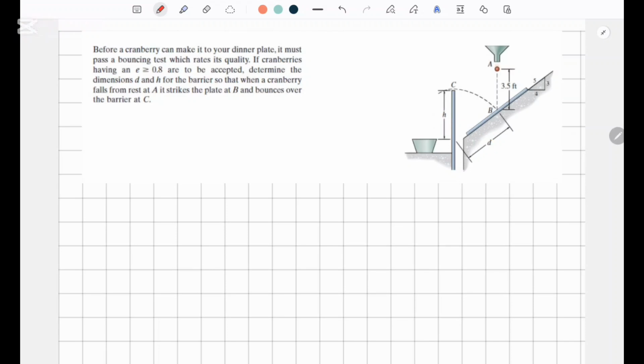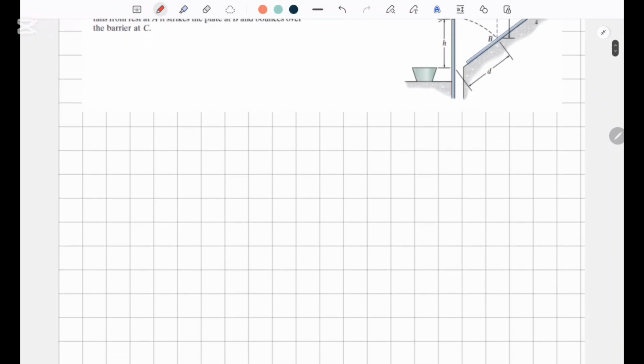This question is a bit hard, but we can do it. If you guys have any doubts, please drop a comment and I'll help you out. So let's draw a diagram.